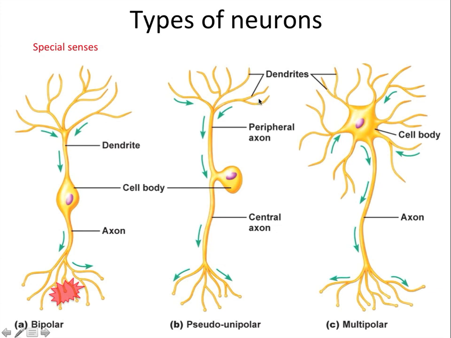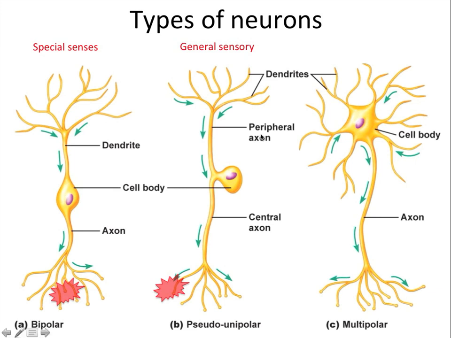But what will happen with the pseudo-unipolar neurons is that the action potential will start to be propagated up here in these peripheral terminals of the peripheral axon, and it will start to move through this axon, through the central axon, out towards the axon terminals. And where we'll find this type of neuron is in our sensory neurons, our general sensory neurons.